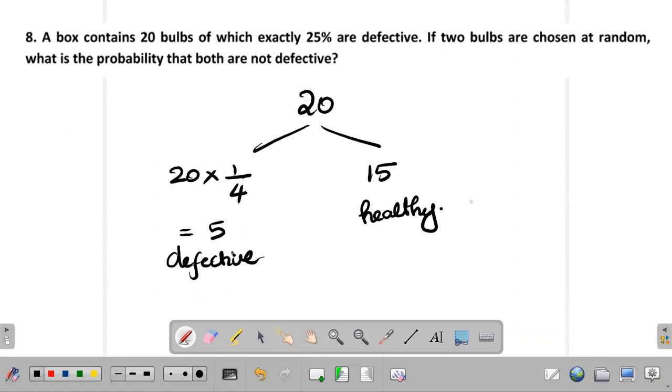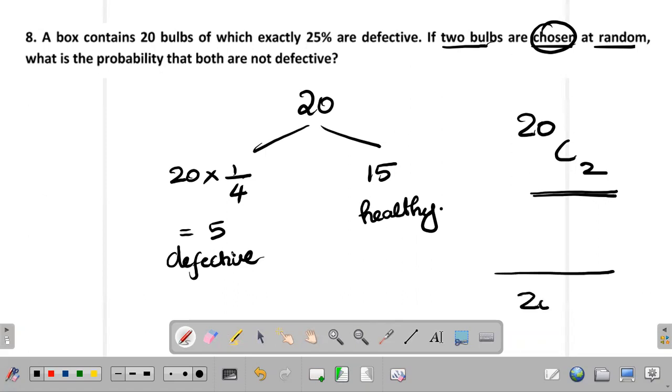Correct? Now, from these 20 available, 2 bulbs are chosen at random. So, how many ways can I select 2 bulbs out of 20 available? It is 20C2. In permutations and combinations, we have learned that out of 20 available, choosing 2 at random can happen in 20C2 ways. So the total number of outcomes in this case is 20C2.